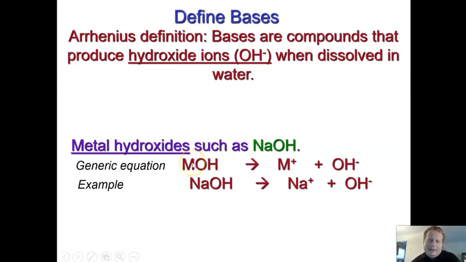So those hydroxides are pretty much always a metal attached to OH-. So here's metal attached to OH, and in water that will break apart into M+, the positive metal cation, and the anion will be hydroxide. That's what makes it basic. And our real example is sodium hydroxide dissolves in water to break apart to form sodium and hydroxide, the hydroxide ion and the sodium cation.